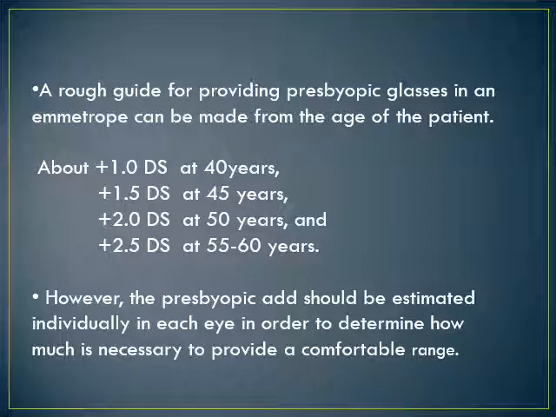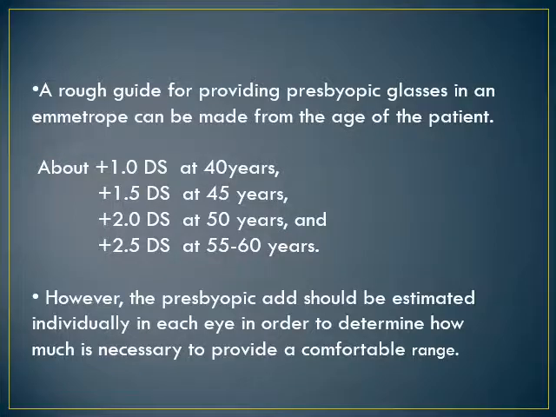So a rough guideline for giving the presbyopic glasses according to age. At age of 40 we give plus 1 diopter spectacles, then at 45 we can use 1.5 diopter, at age 50 2 diopters, and at 55 to 60, 2.5. However, the presbyopic addition should be estimated individually in each eye in order to determine how much is necessary for the comfortable range.